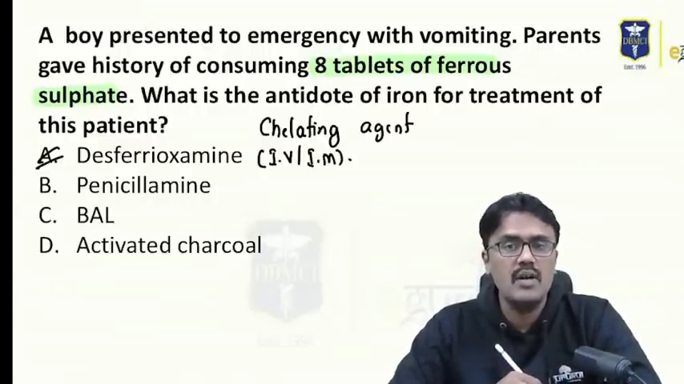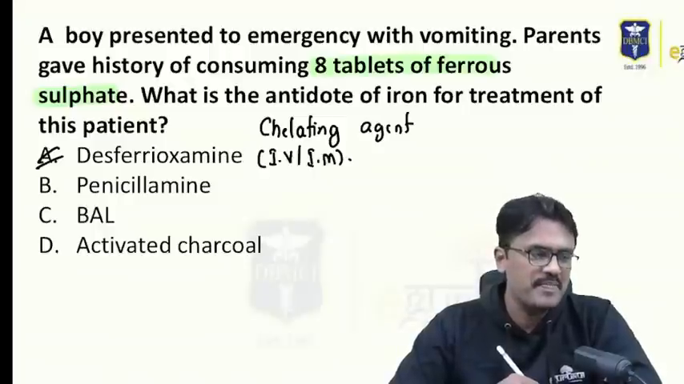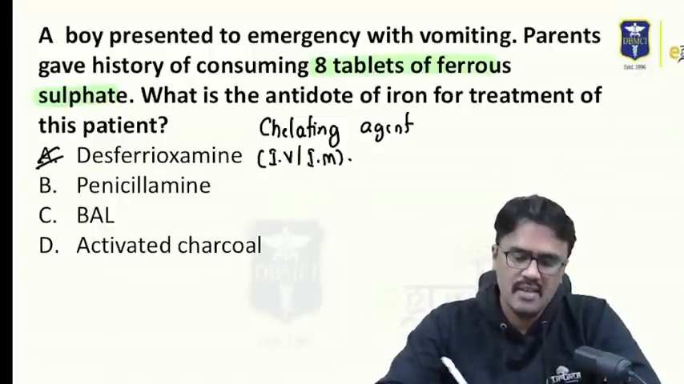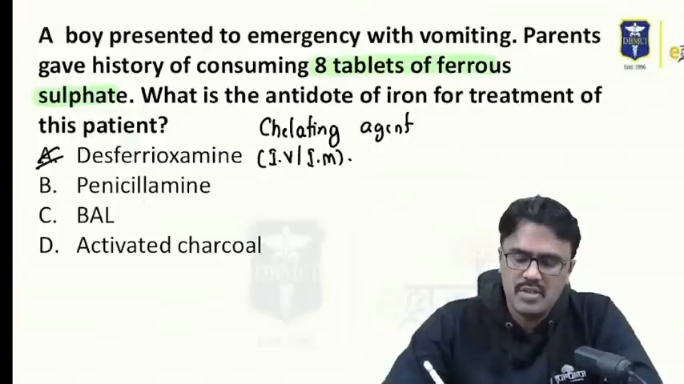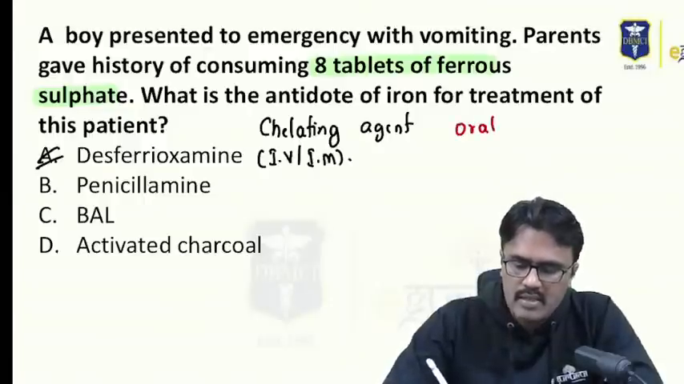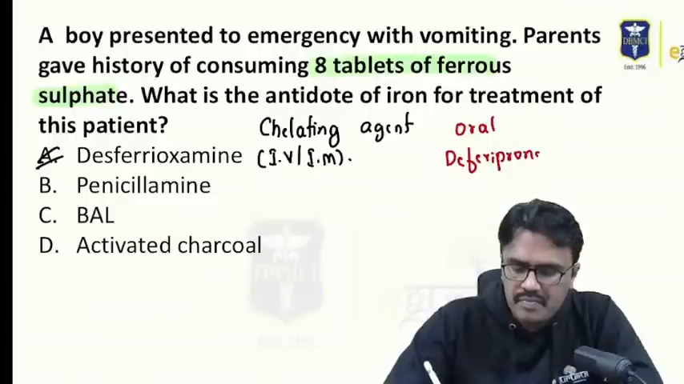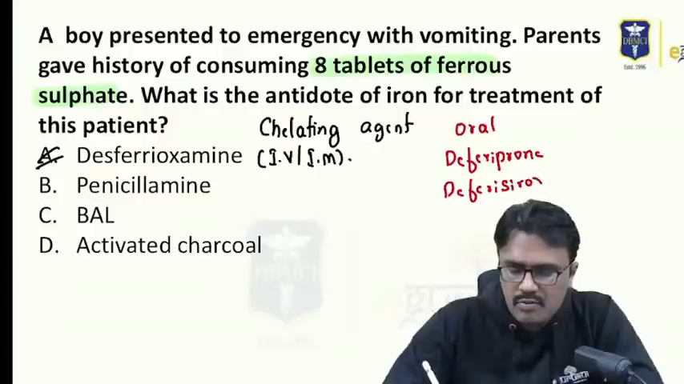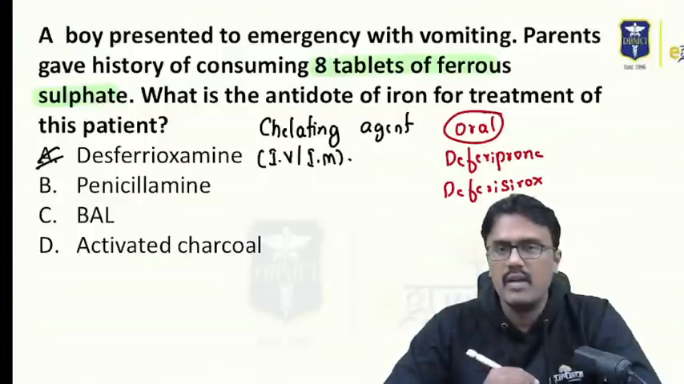But there is also chronic iron poisoning, which occurs with repeated blood transfusion. Then we use oral iron chelators. They are called deferiprone, and one more is deferasirox. These are for chronic iron overload.